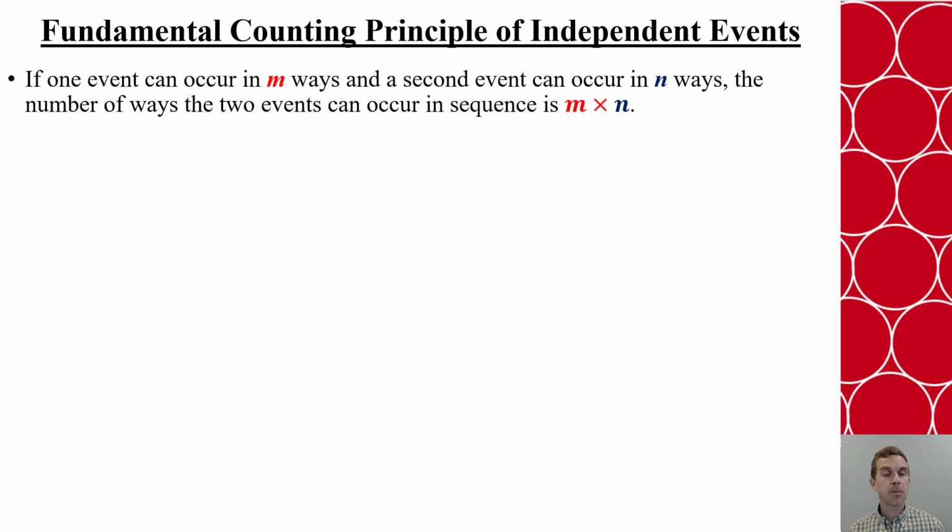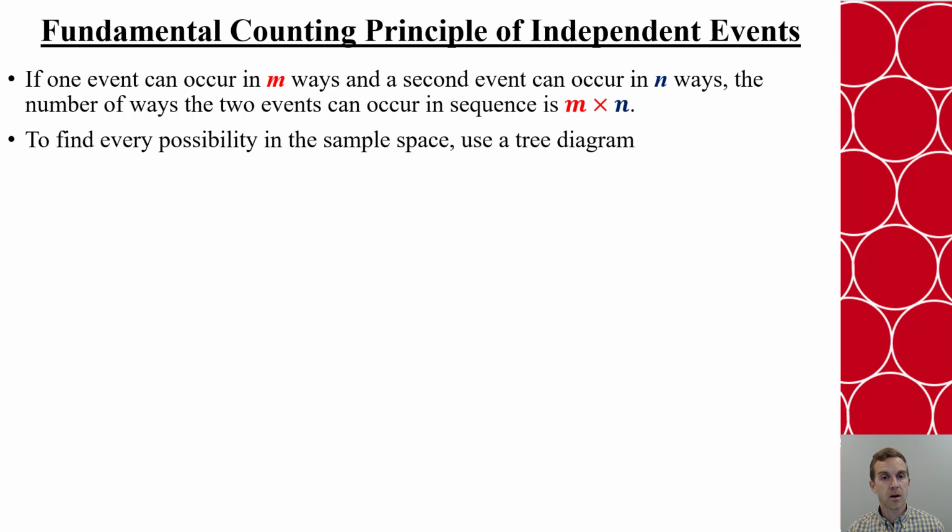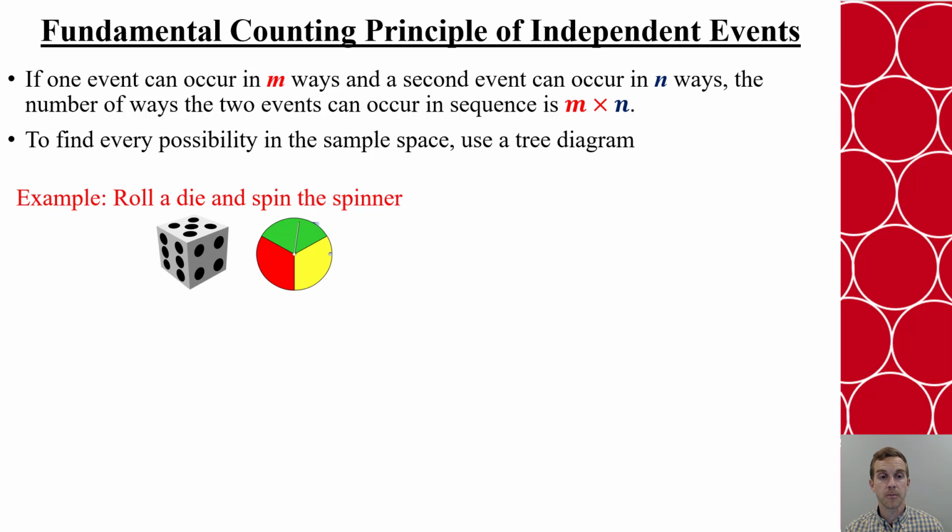Now, one of the key parts to understand how to count is the fundamental counting principle of independent events. Here, if one event can occur m number of ways and the second event can occur n number of ways, the number of ways of the two events occurring would be a sequence of m times n. Let's look at an example and go back to our dice and our spinner. But it's also important to realize that as we do this, using a tree diagram will help us create the entire sample space beyond just knowing how many events occur.